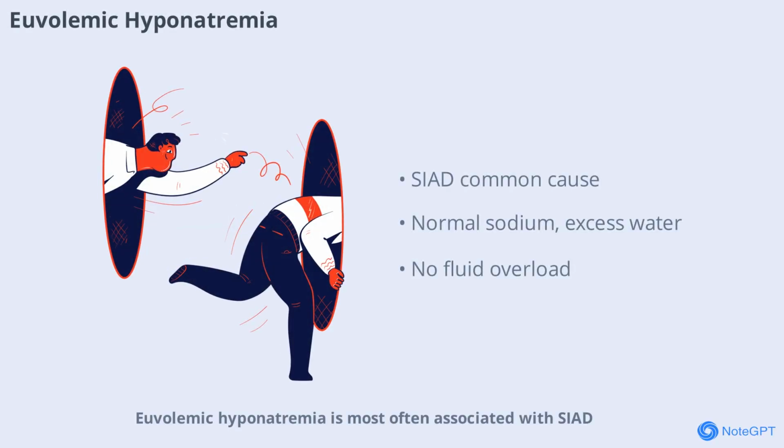Euvolemic hyponatremia is most often associated with SIADH, thyroid or adrenal dysfunction, or glucocorticoid deficiency. In this form, sodium levels remain normal, but inappropriate vasopressin release causes the body to retain water. This leads to dilutional hyponatremia without signs of fluid overload or dehydration. Identifying the underlying hormonal or medication-related cause is key to effective management.